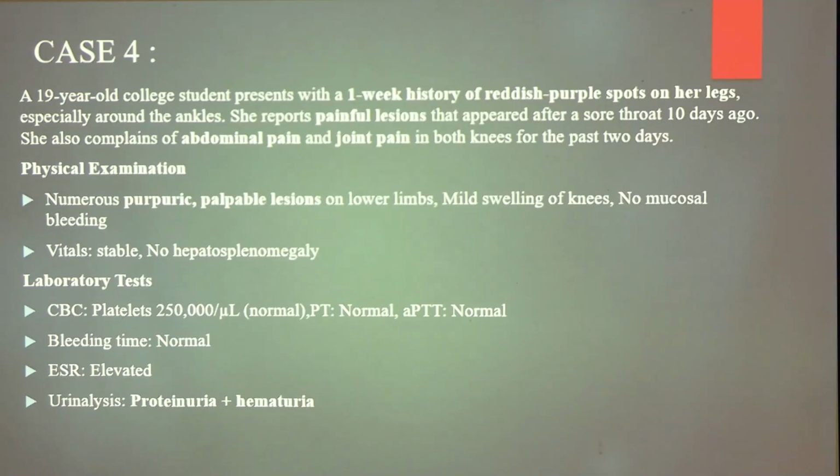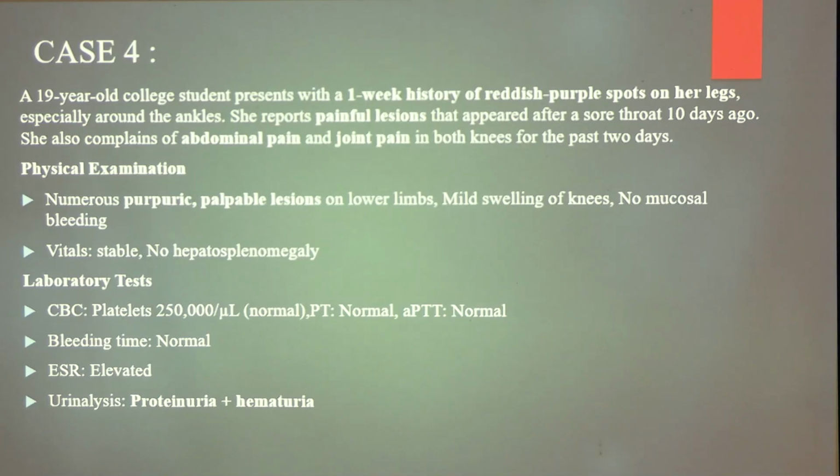Splenomegaly. Laboratory tests: CBC platelets 250,000 per microliter, normal; aPTT normal; bleeding time normal; ESR elevated; urinalysis: proteinuria and hematuria. Okay. And then sore throat 10 days ago, then abdominal pain and joint pain. And there are purpuric lesions, then palpable lesions on lower limbs, and here you see the platelet count is normal. So this is also one type of purpura.